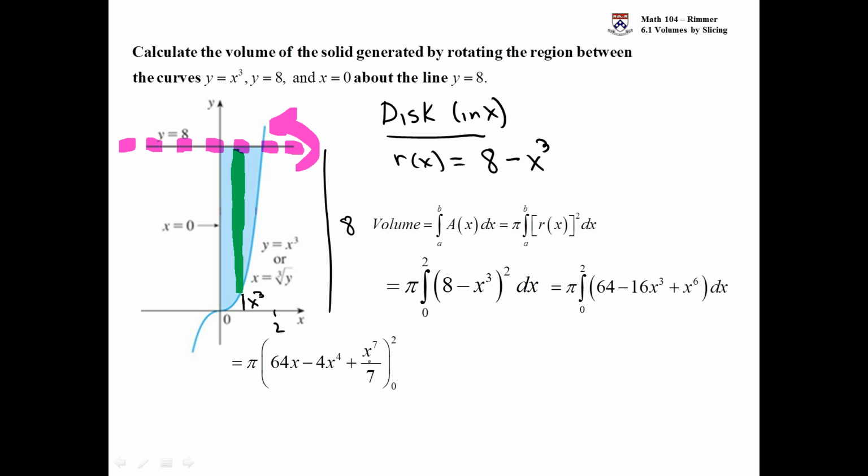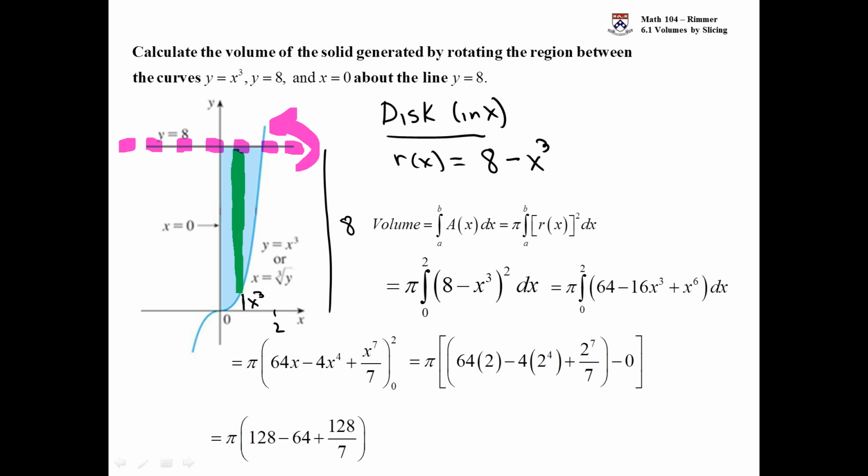So we put a 2 in, we get 128. We get 2 to the 4, which is 16, times another 4, which will be 64, and then we get a 2 to the 7 all over 7. And so that's another 128 over 7. And then we put in 0, of course, and we get 0, thankfully. Don't forget about the fact that pi is on the outside. So then simplifying, we get 128 minus the 64 plus 128 over 7.